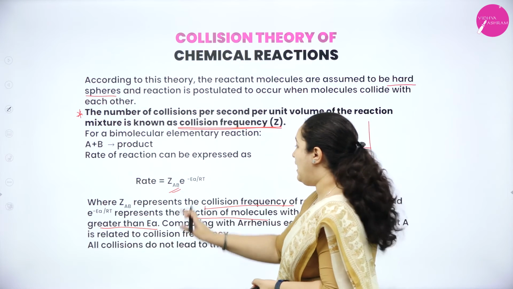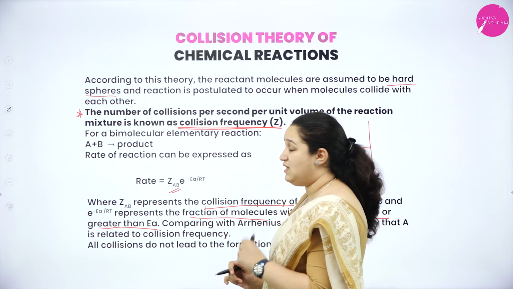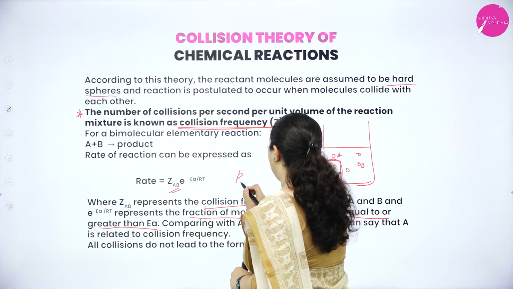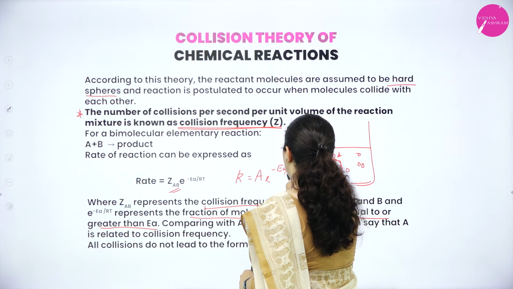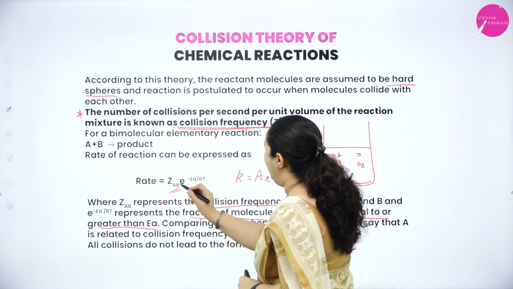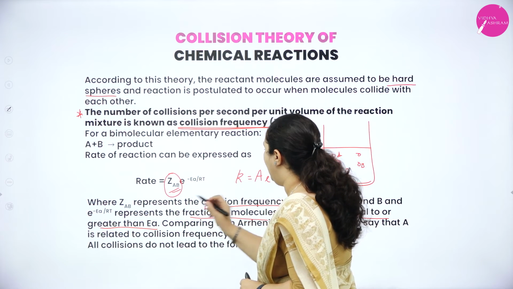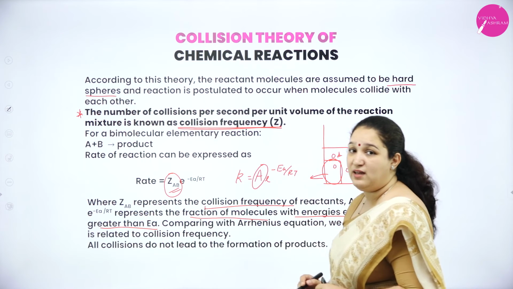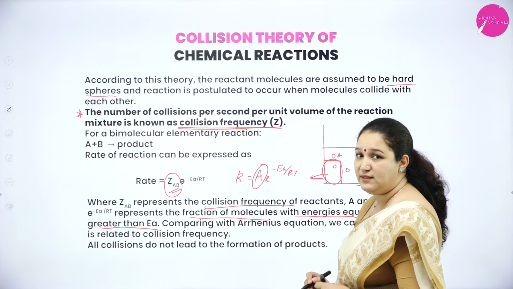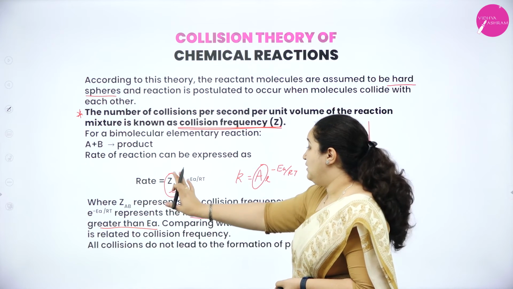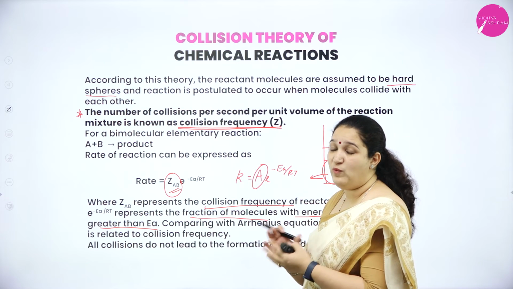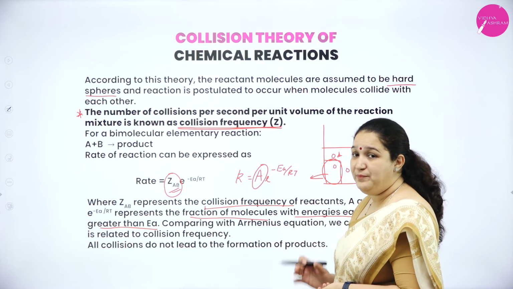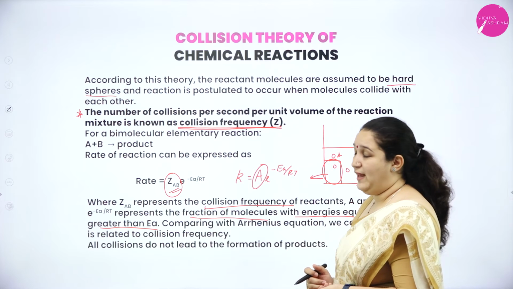Now if I compare this equation with the Arrhenius equation, that is K is equal to A into e to the power minus EA by RT, it looks like ZAB is nothing but the Arrhenius constant, isn't it? So we can say that the collision frequency and the Arrhenius constant are somehow related. Next we'll see what we have.